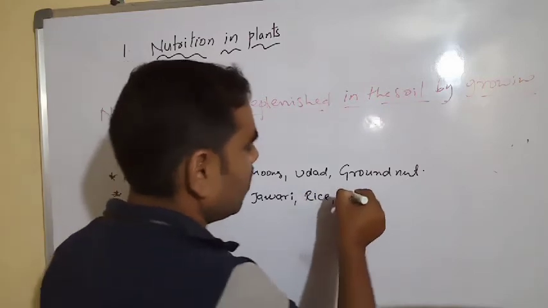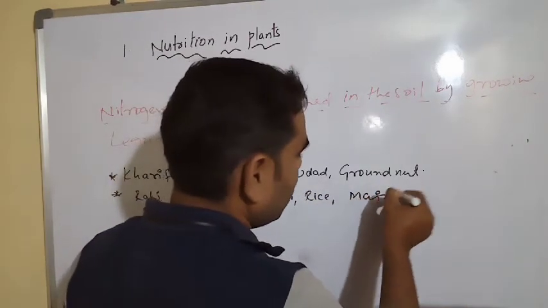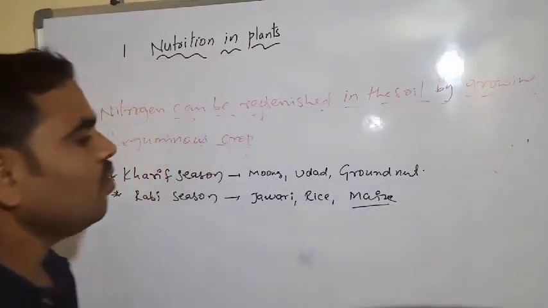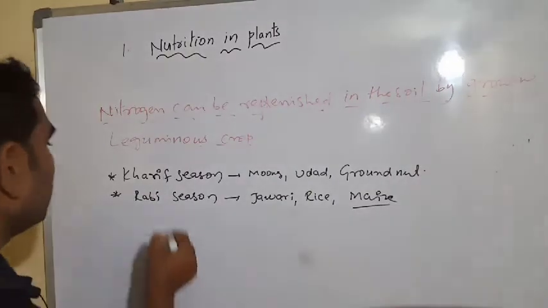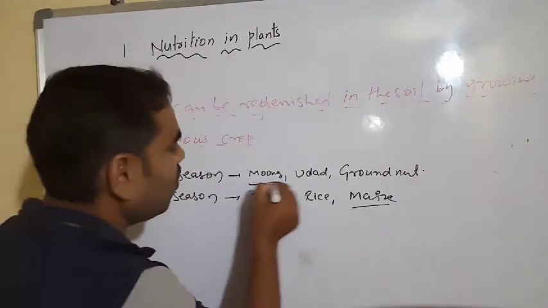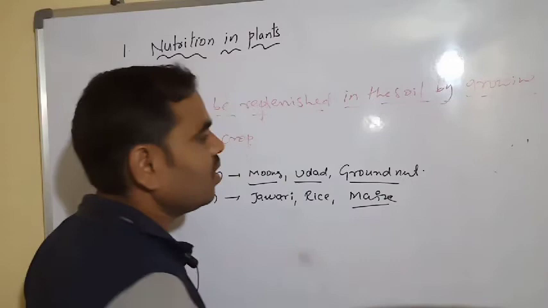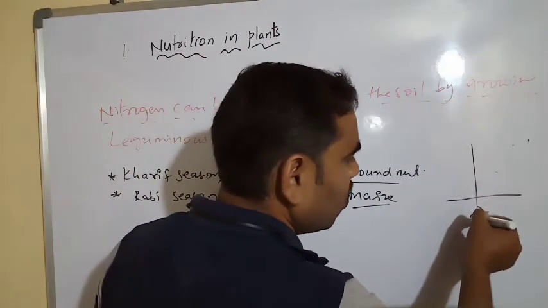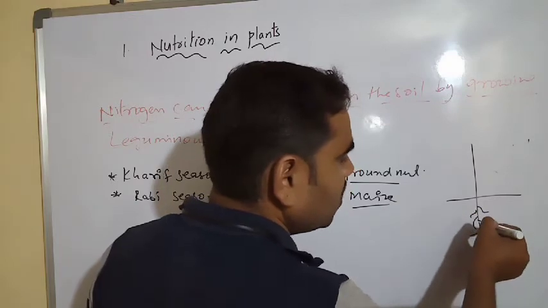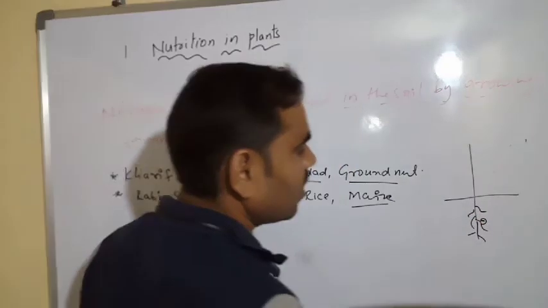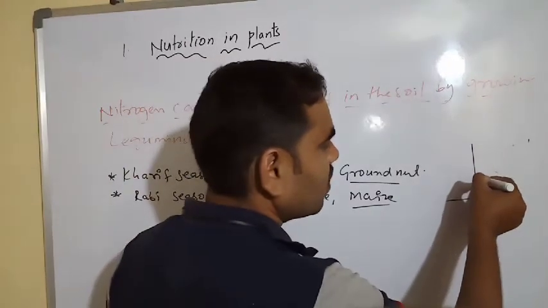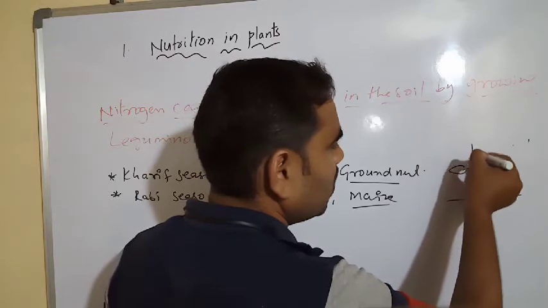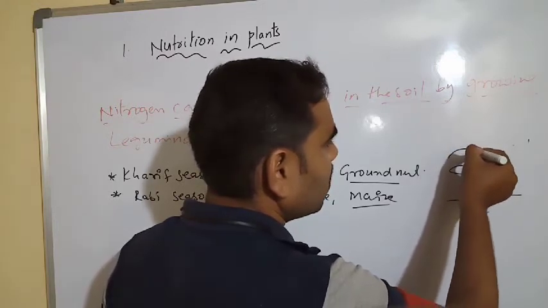rice, maize. See, like this we sow. What will happen? Moong, Udad, groundnut: in their roots there is a bacteria. Rhizobium bacteria is there in their roots.